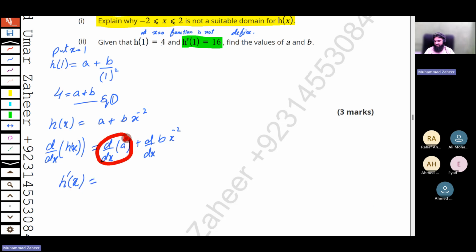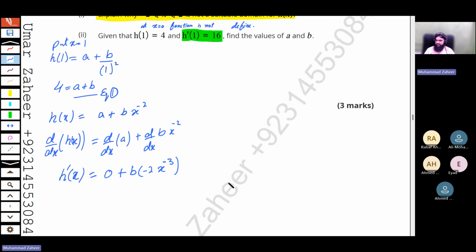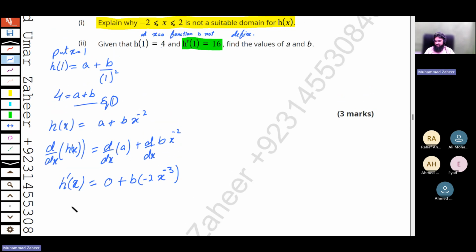The derivative of a constant is always 0. The b value stays at the start. Take the power at the start and subtract 1 from the power. So it will become minus 3. H dash of x is given, that is 16, equal to minus 2 b x raised to the power minus 3. So this is the other equation that I'm going to get here.